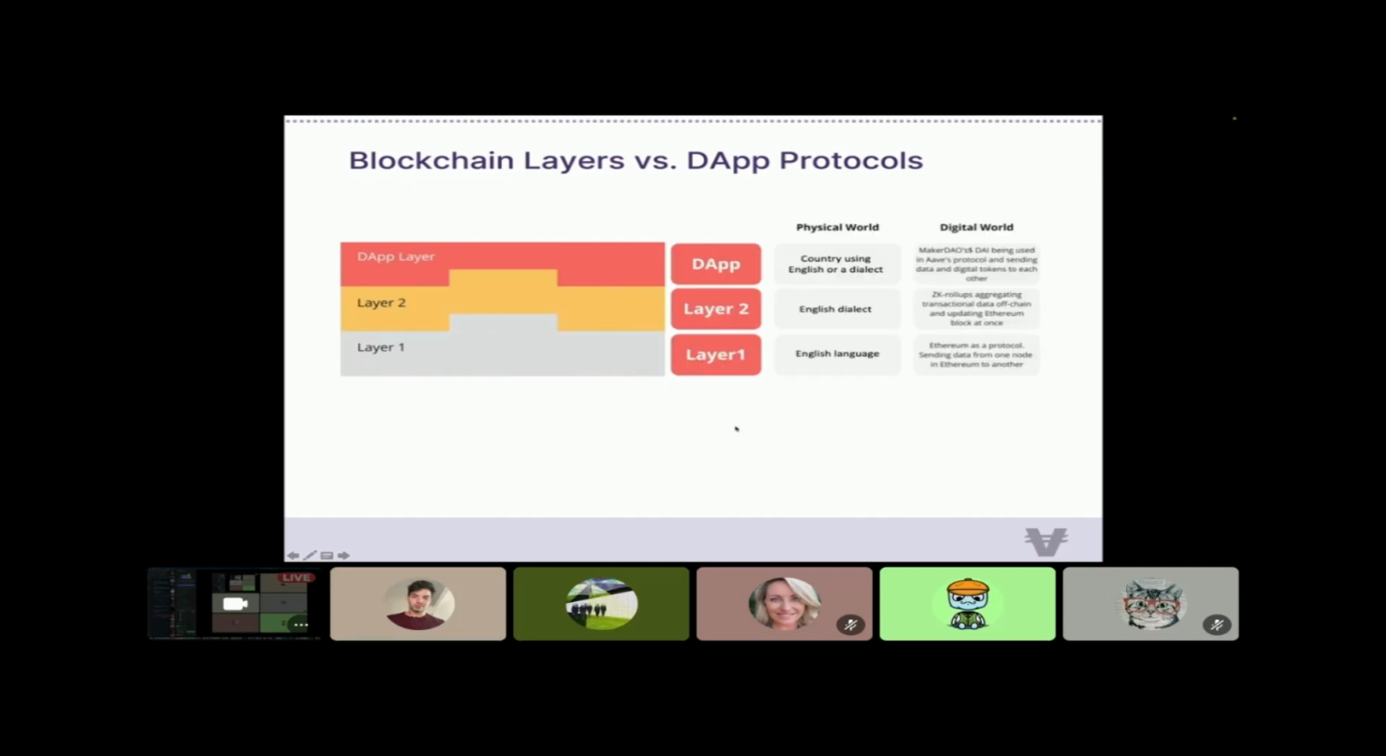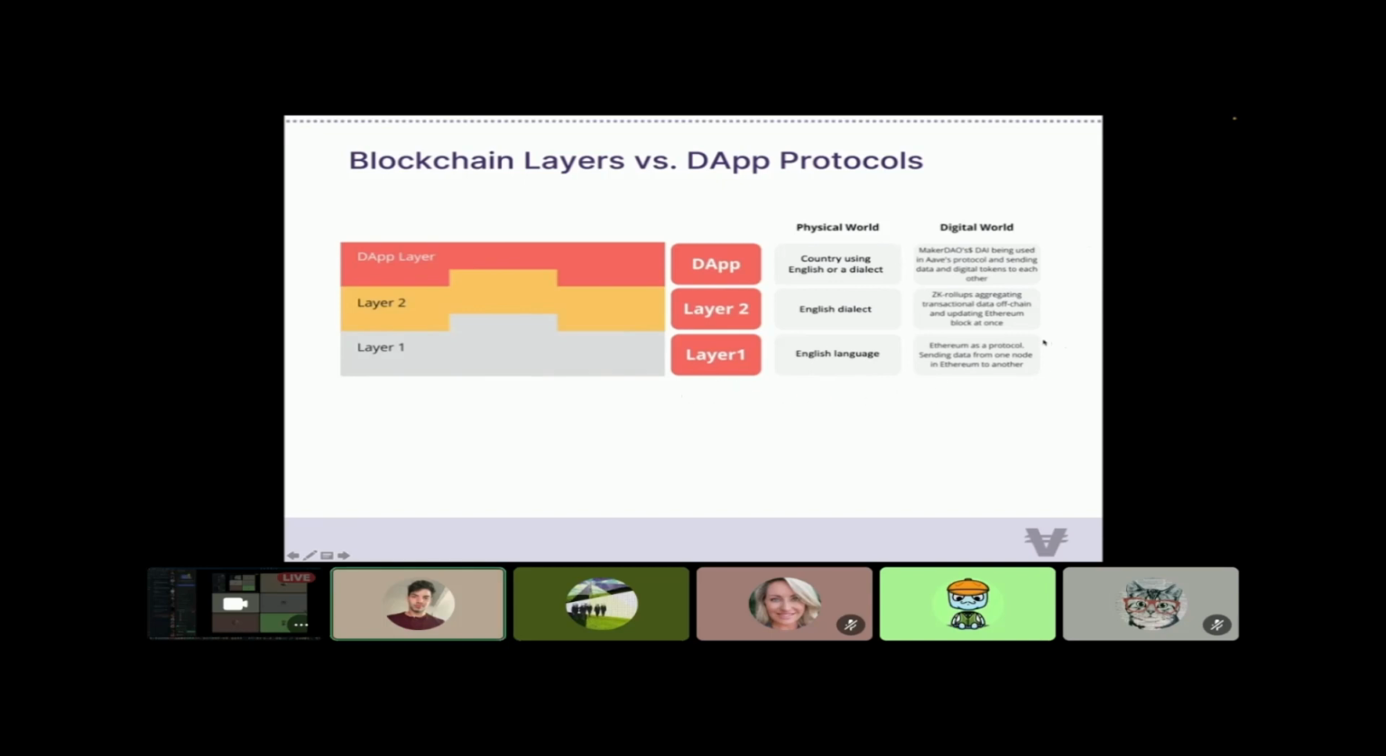Then the book gave another interesting figure where they tried to link the digital world with the physical world, for example. For layer 1, they took the English language as an example, and for layer 2, the English dialect. And an application is a country that uses this language or this dialect. I'm not 100% happy with this example. I'm more interested in the digital world example that they give here.